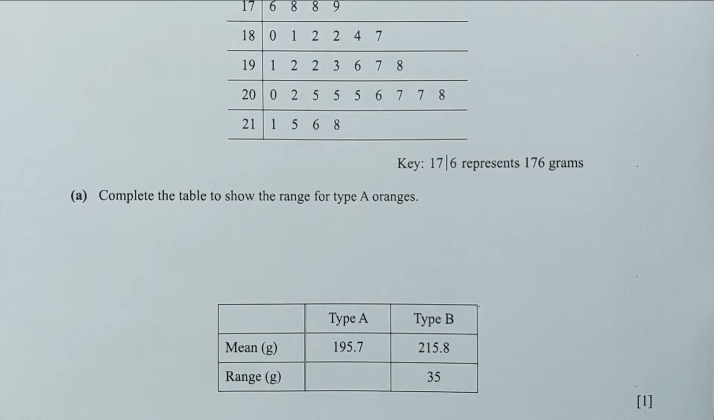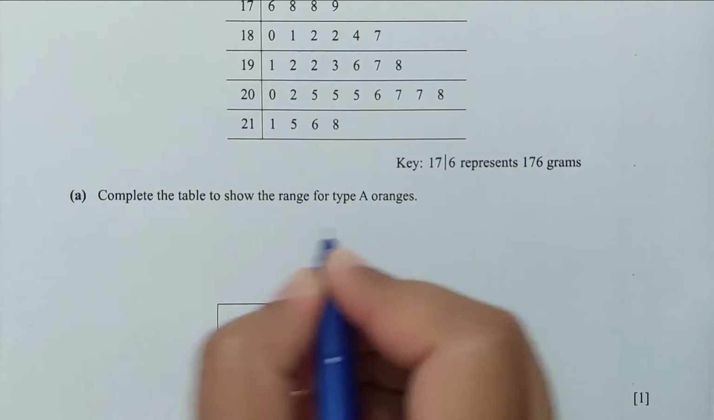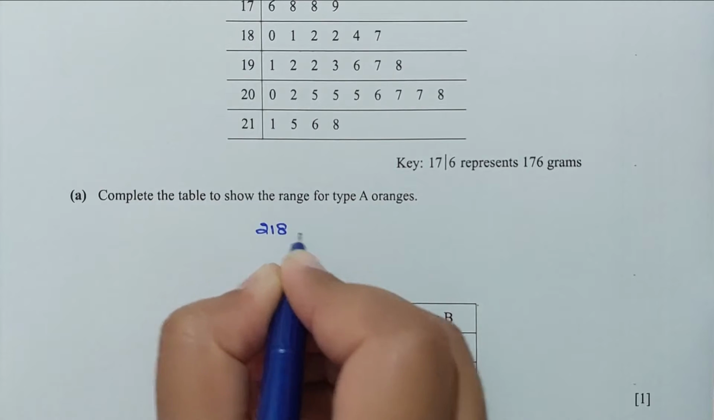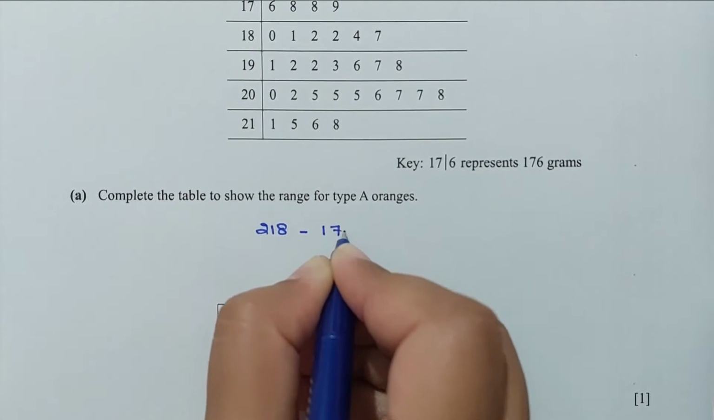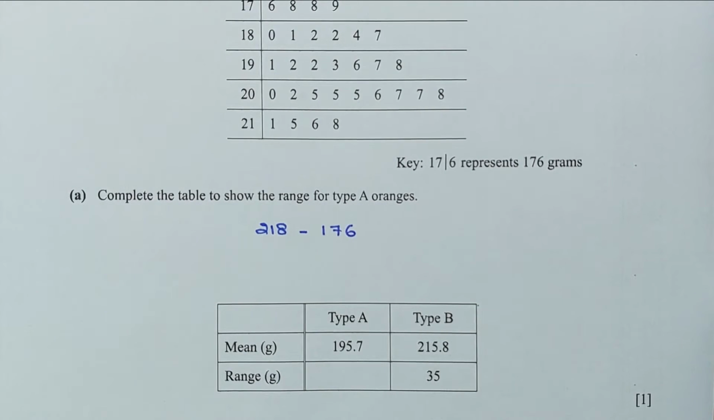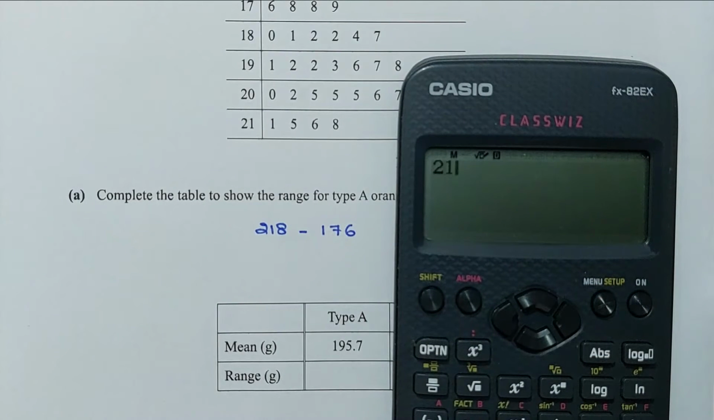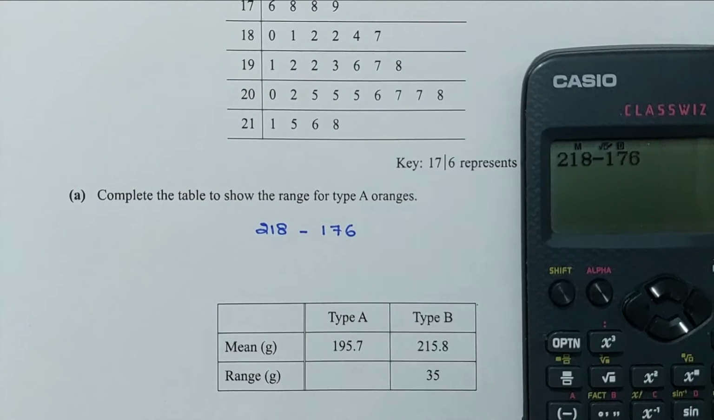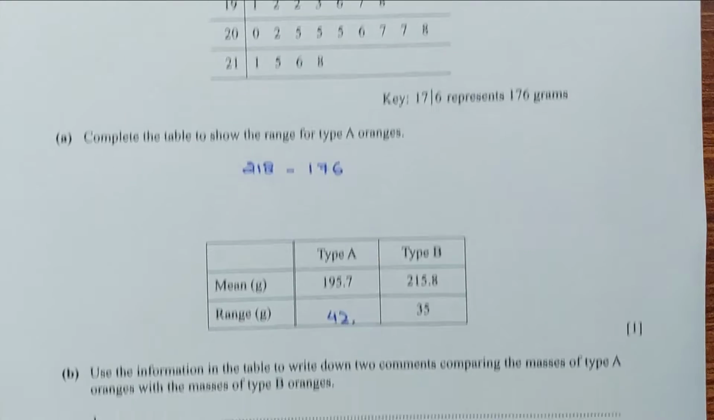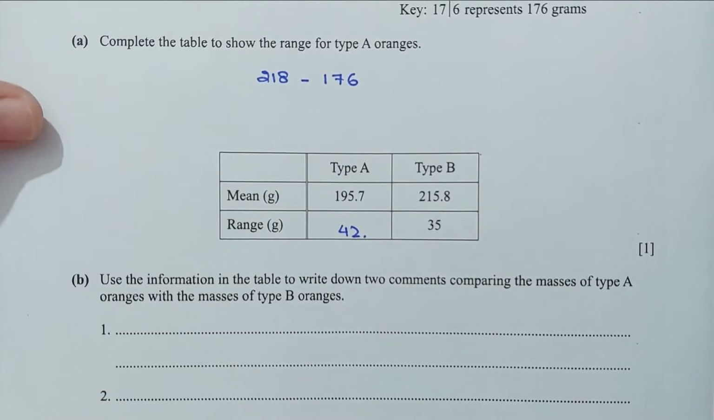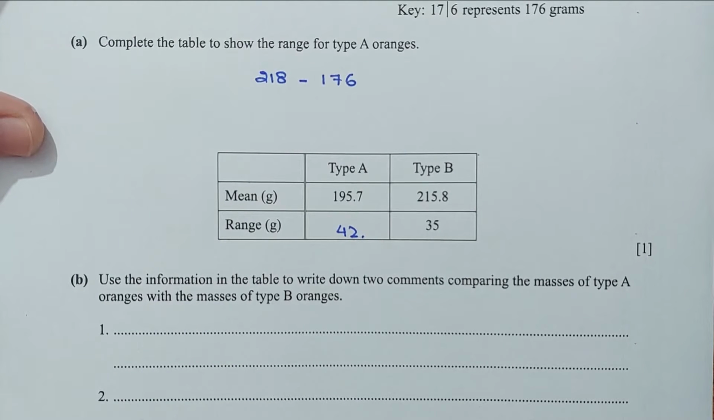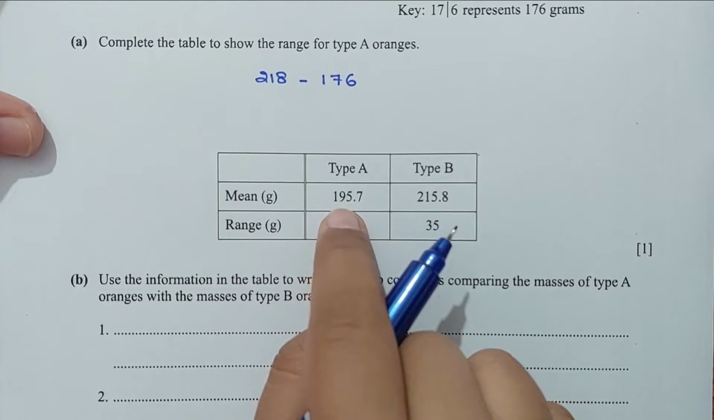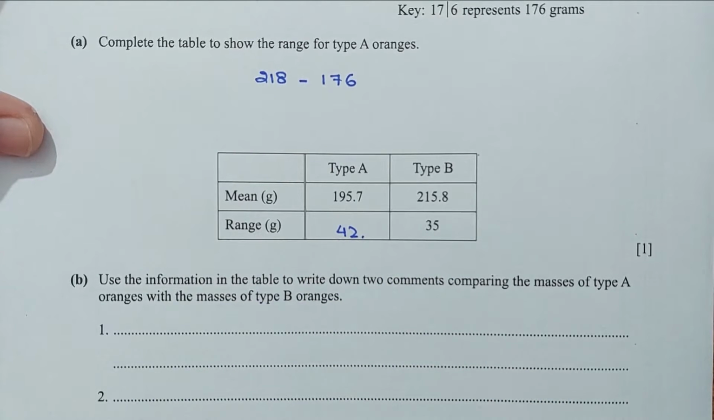Range is the difference between the higher and the lower. The higher one is 218 and the lower one is 176. So 218 minus 176, that is 42 grams, is the range. Now for part B, use the information in the table to write down two comments comparing the masses of type A oranges with the masses of type B oranges.